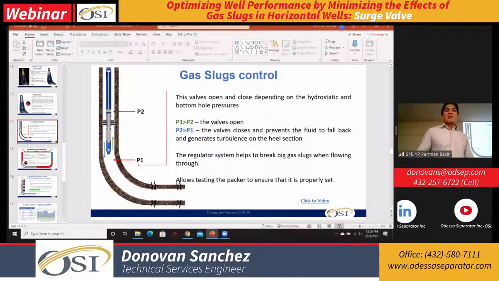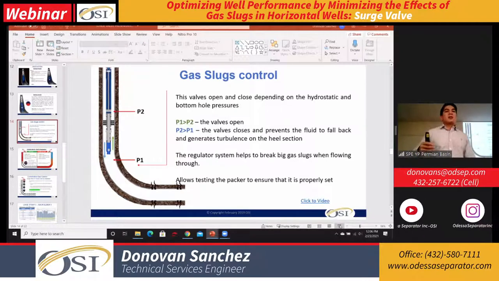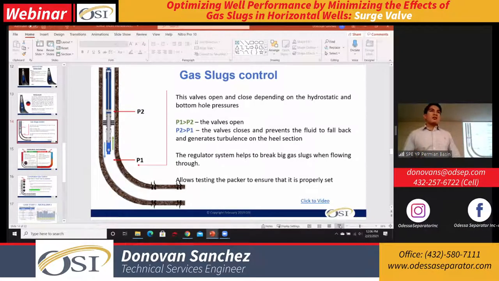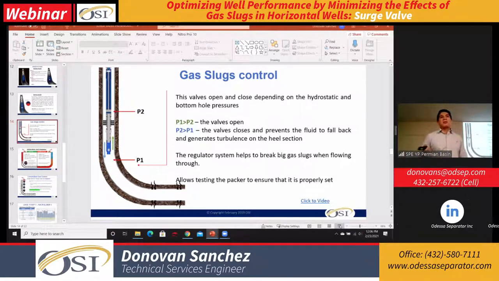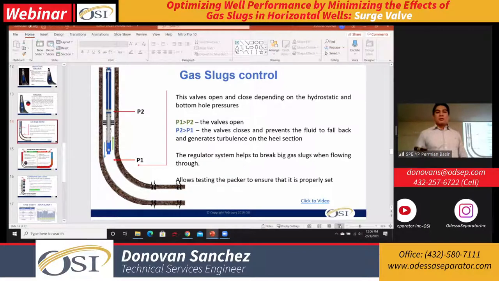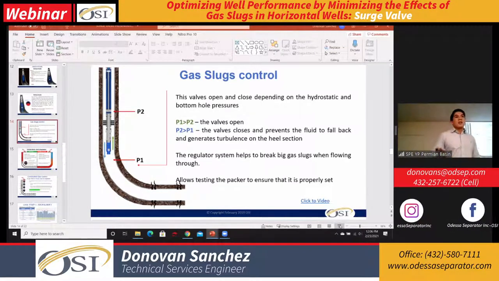And one of the other benefits of having this pressure activated movement of the ball and the pressure activated bypass system that I mentioned earlier is this allows you to test your packer in the field, because most times when you use a packer in the field, it's kind of just a guessing game. If you start producing fluid and there's not a seal, then it can really affect your production and you're going to have to pull the well if that packer is not sealed. So this is one of the only things in the field that will allow you to test your packer and make sure you are getting a seal in that well.